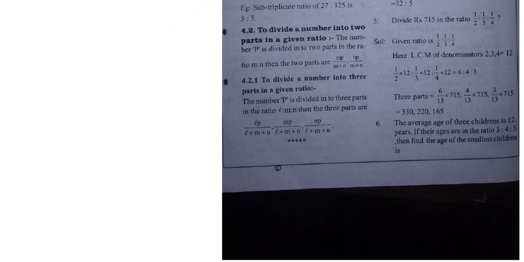See how to find. First, what is the ratio they have given? 1 by 2 is to 1 by 3 is to 1 by 4. In the denominators, if we observe, 2, 3 and 4 are there. If you find the LCM of 2, 3 and 4, it is 12. Now you should multiply this 12 commonly with each term. That is, 1 by 2 into 12 is to 1 by 3 into 12 is to 1 by 4 into 12. Since we got LCM as 12, we are multiplying that 12 with each term.